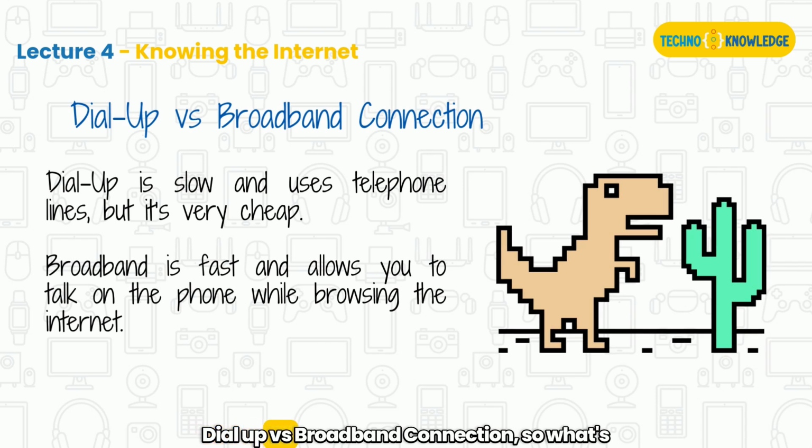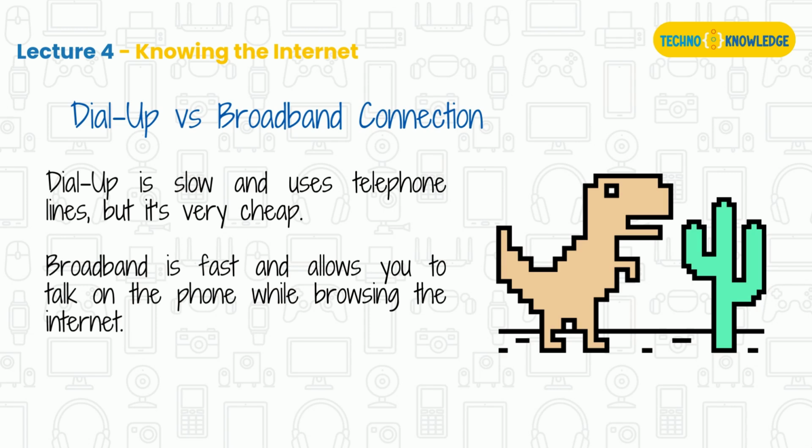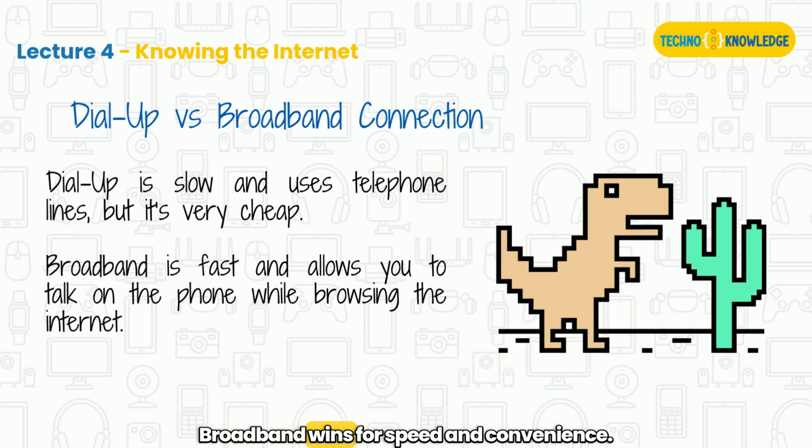Dial-up versus broadband connection. So, what's the difference between dial-up and broadband? Dial-up is slow and uses telephone lines, but it's very cheap. Broadband is fast and allows you to talk on the phone while browsing the internet. Broadband wins for speed and convenience.